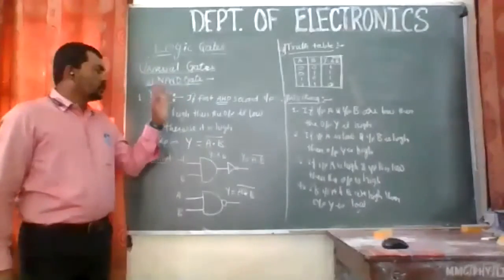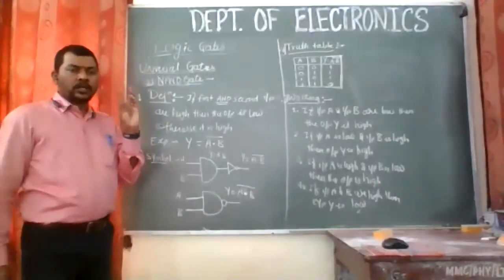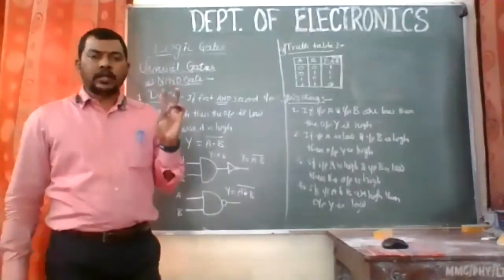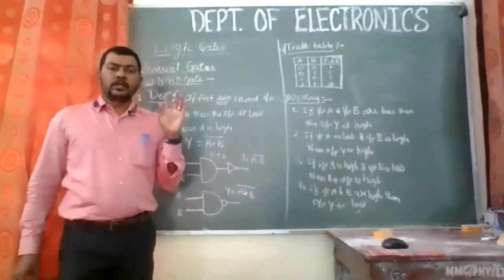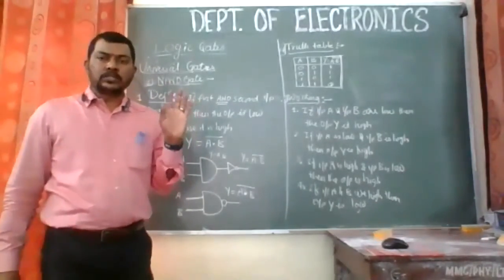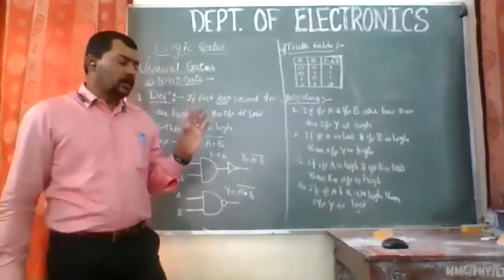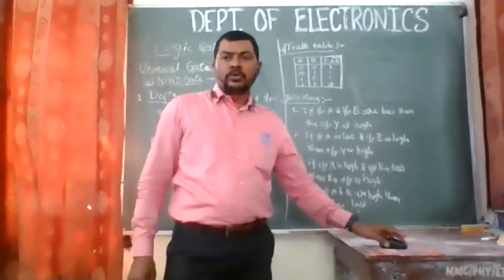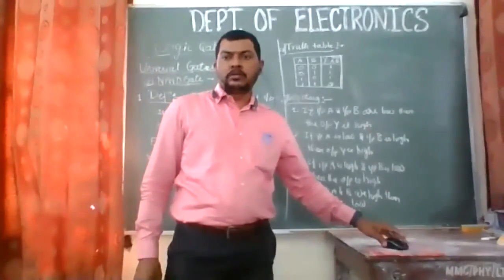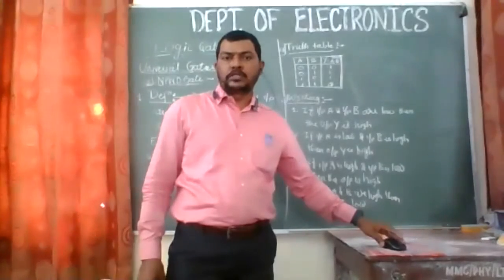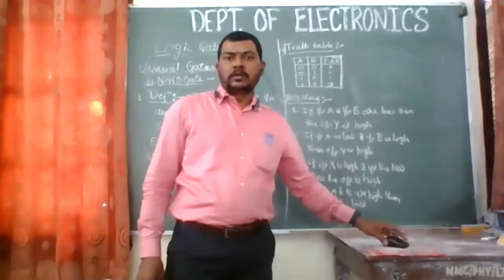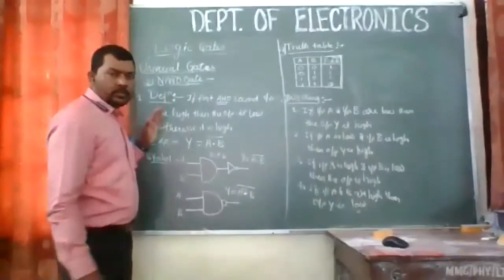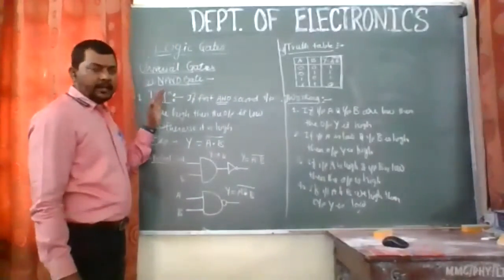So we have studied four gates. One is the AND gate, the second basic gate is the OR gate, the third one is the NOT gate, and the fourth gate is the universal gate that we call the NAND gate, right? Manish, just mute yourself. So this is the universal gate, the NAND gate.